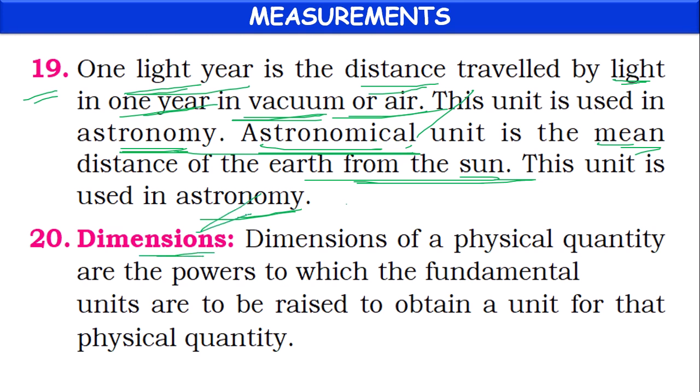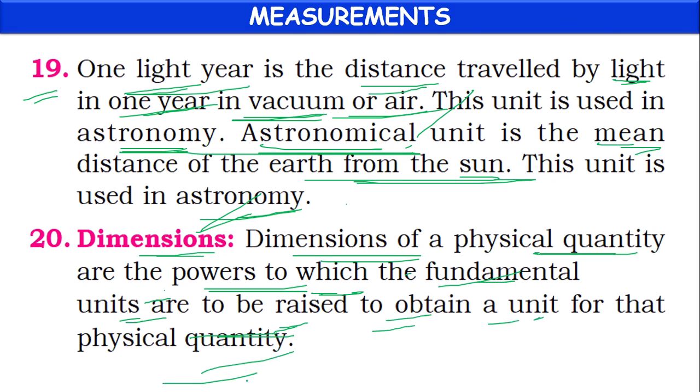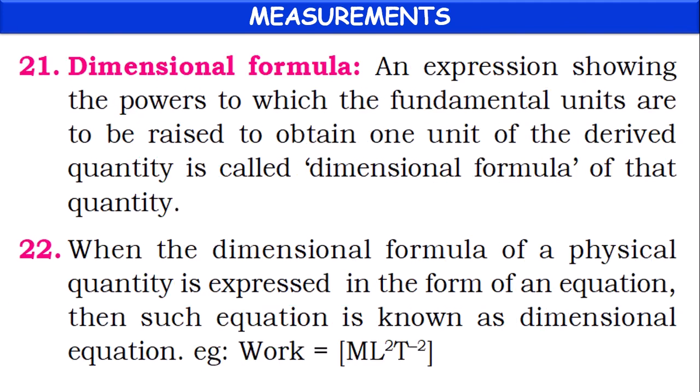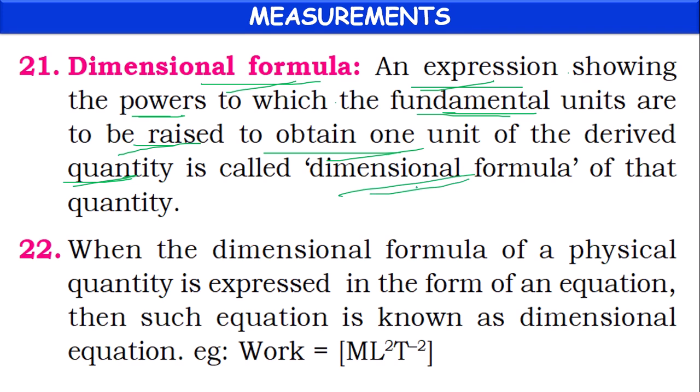Next, what are dimensions, children? Dimensions of a physical quantity are powers to which base quantities or fundamental quantities are to be raised to obtain unit of a physical quantity. So they are dimensions. So dimensional formula means an expression showing the powers to which fundamental units are to be raised to obtain 1 unit of the derived quantity. That complete expression is called dimensional formula.